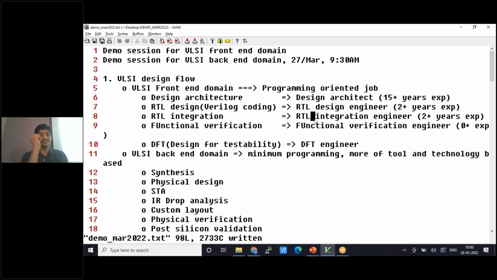Okay. Now, does it mean that functional verification is low category work? No, it's very good work. It comes with very good growth opportunities.